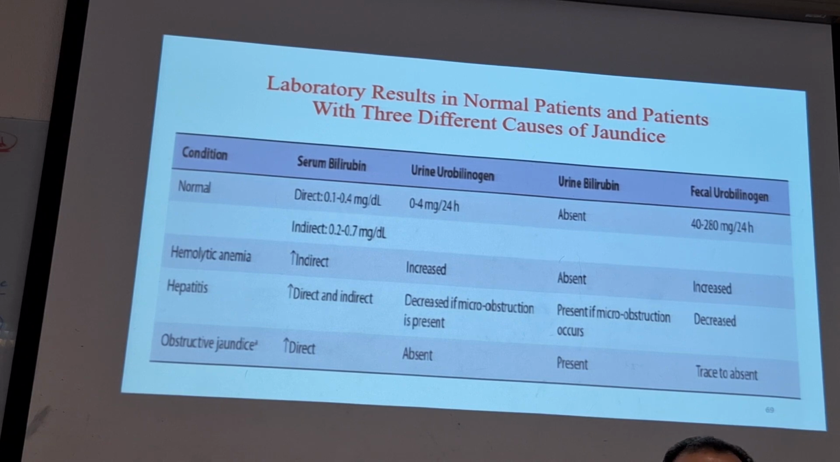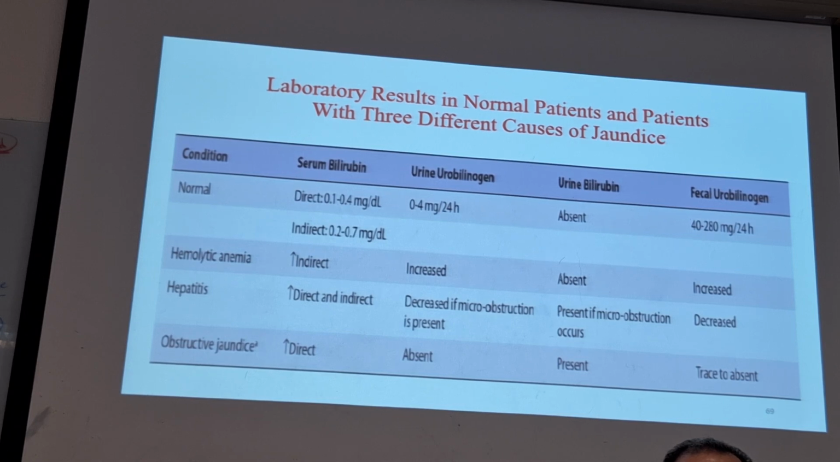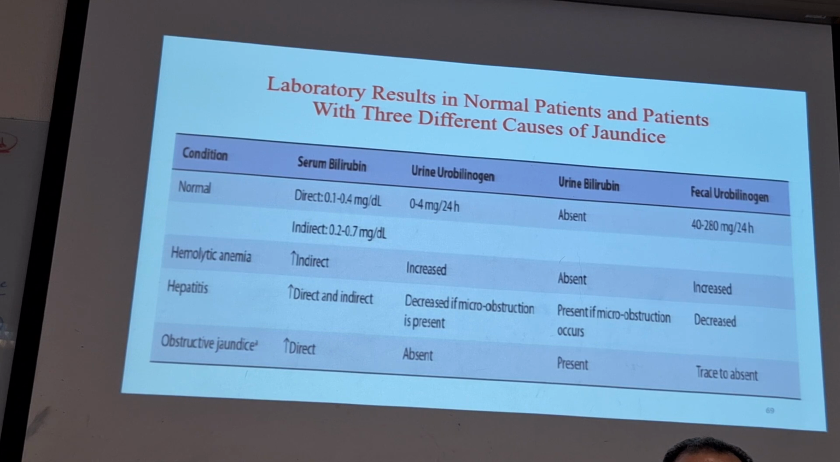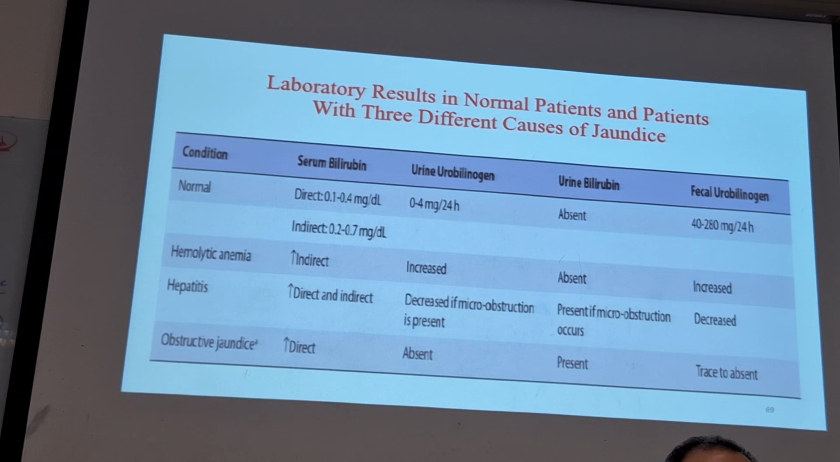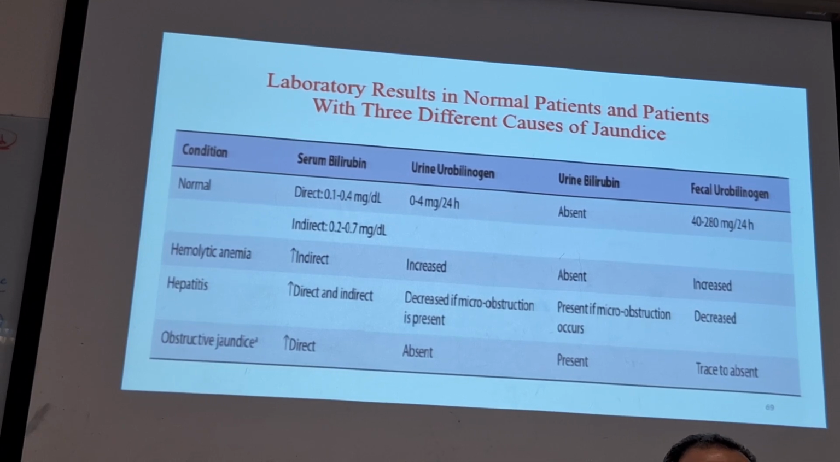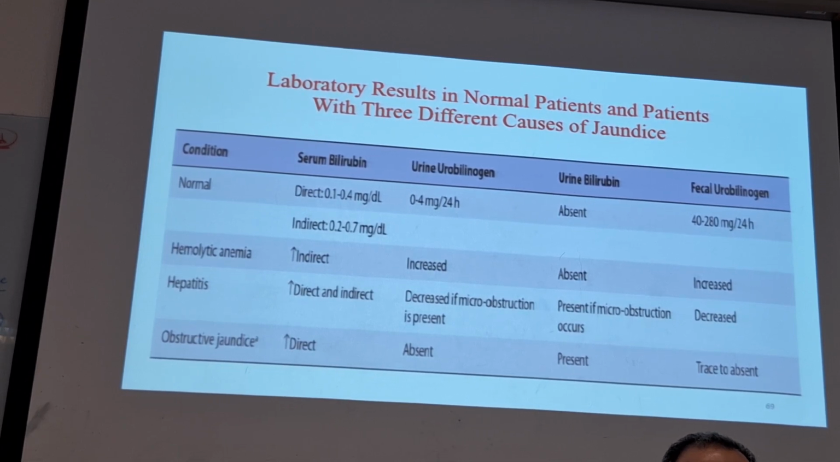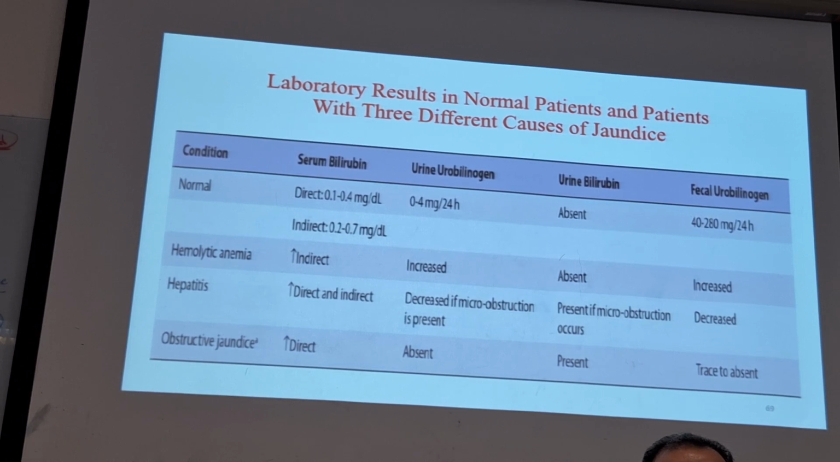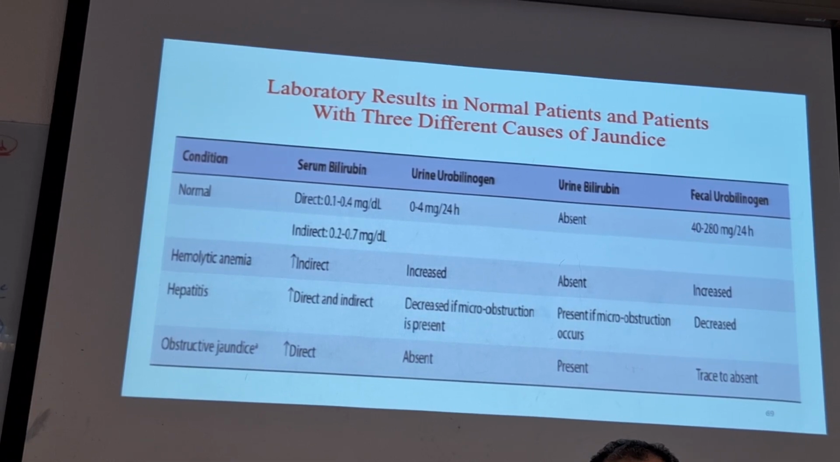In hepatitis, both direct and indirect are increased. Urine urobilinogen is decreased, urine bilirubin is somewhat present, and fecal urobilinogen is decreased. In obstructive jaundice, direct is increased, urine urobilinogen is absent, urine bilirubin is present, and fecal urobilinogen is trace or absent.